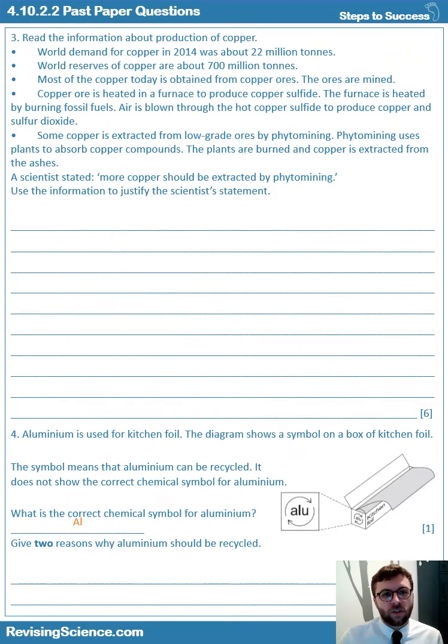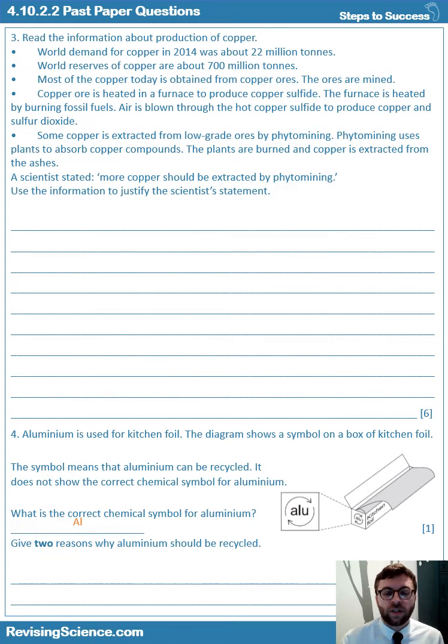In this longer answer question, it gives us some information about copper. It tells us that the world demand for copper in 2014 was about 22 million tonnes, and that the world reserves of copper are about 700 million tonnes. This is the amount of copper that we actually have available to us. Most of the copper today we obtain from copper ore, and it's mined. It tells us that the copper ore is heated in a furnace to produce copper sulfide, and the furnace is heated by burning fossil fuels. Air is blown through the hot copper sulfide to produce copper and sulfur dioxide.